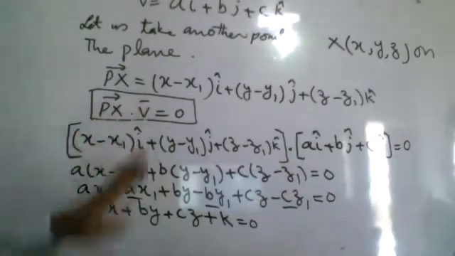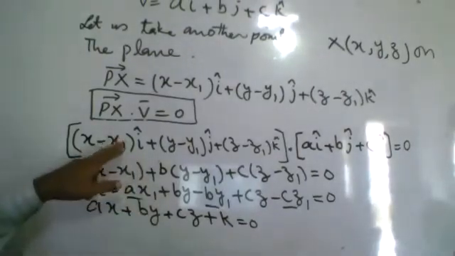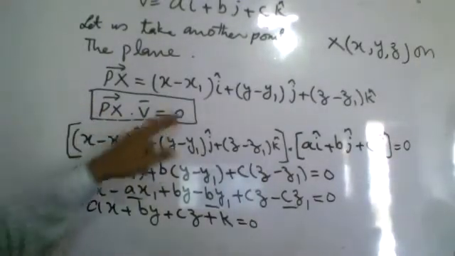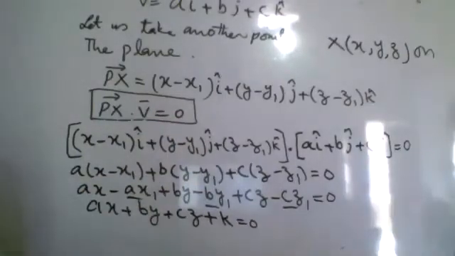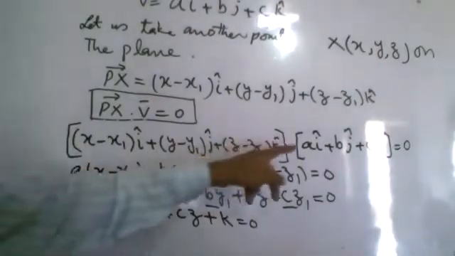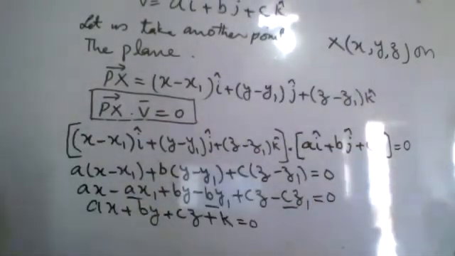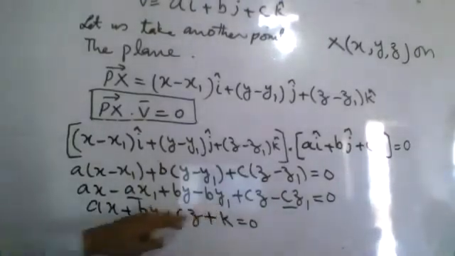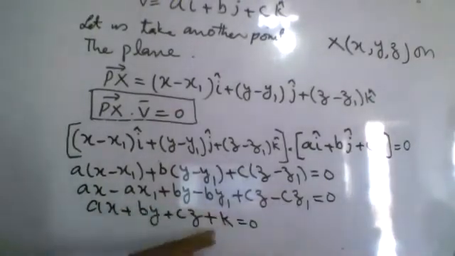Don't write only PX dot V. Unless it is equal to 0, this will not be the equation. You are finding the equation of the plane, so you have to take PX dot V equal to 0. Remember, you have to put equal to 0. Take the dot product of PX and V, equate it to 0, and then simplify. You will get the equation of the plane ax plus by plus cz plus k equal to 0.